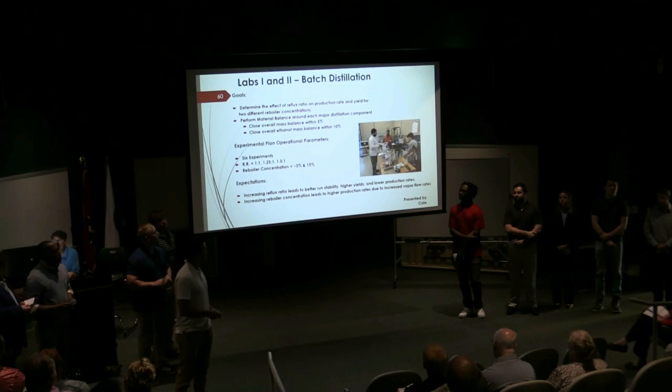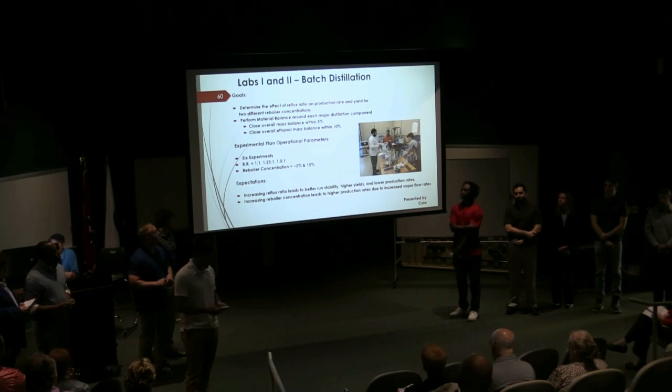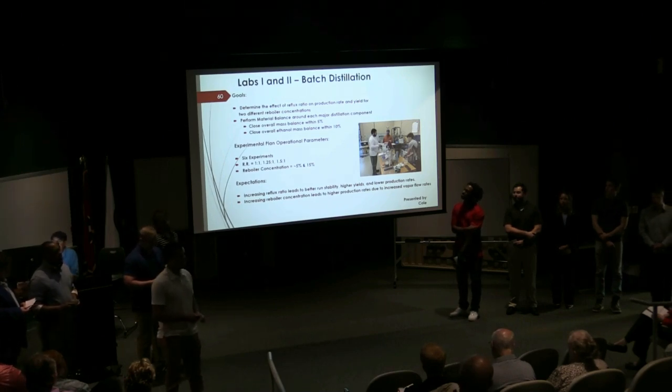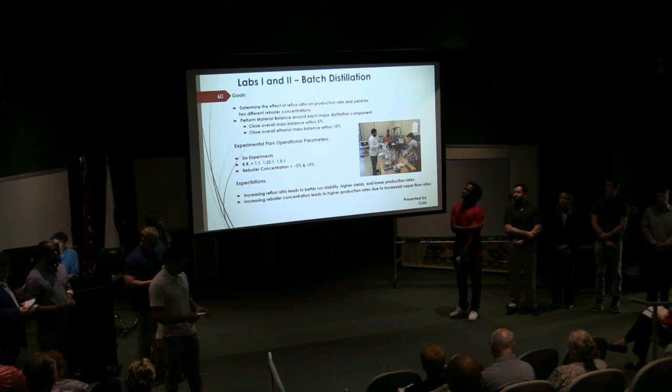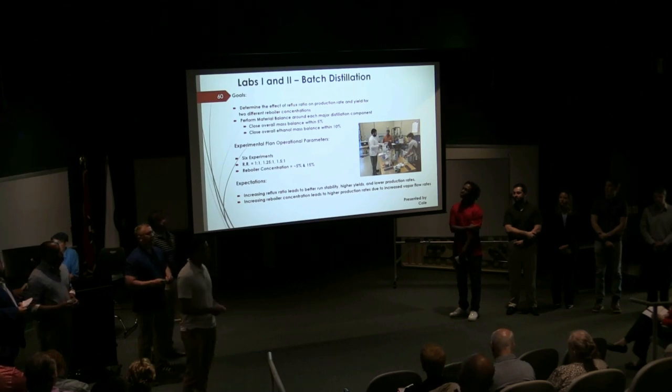Our experimental plan was to run 6 experiments at 3 different reflux ratios and 2 different reboiler concentrations. Our expectations are that when we increase our reflux ratio, this leads to better run stability, higher yields, but with a reduced production rate. Also, increasing our reboiler concentration will increase vapor flow within the column, which will then increase our production rate.